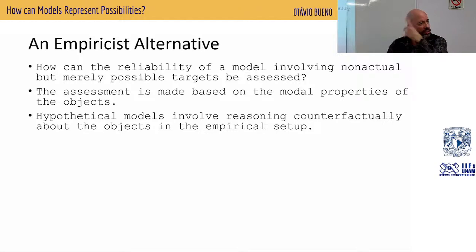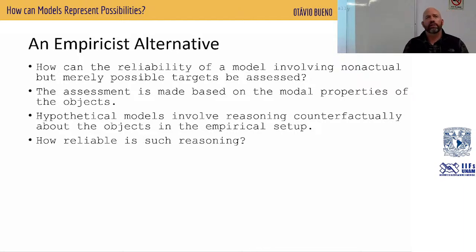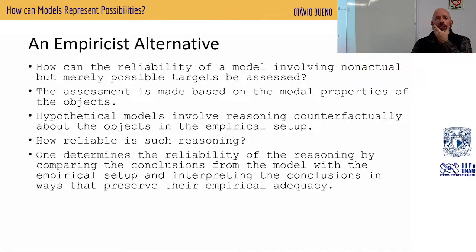Now, hypothetical models involve reasoning counterfactually about objects in the empirical setup. Of course, when you're reasoning about this, you're doing that inside the model. So you need here to track these two things. One thing is the object in the world, the other thing is the representation of it within the model. Now, how reliable is such counterfactual reasoning? That's the objection here. We determine the reliability of the reasoning by comparing the conclusions from the model with the empirical setup and interpreting the conclusions in ways that preserve their empirical adequacy.